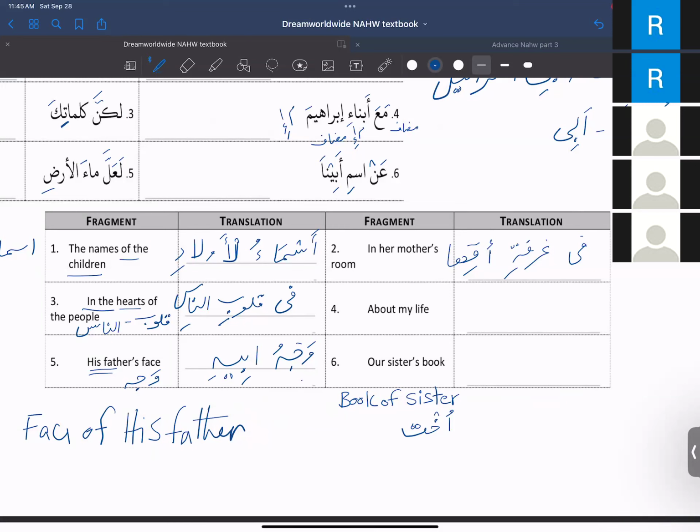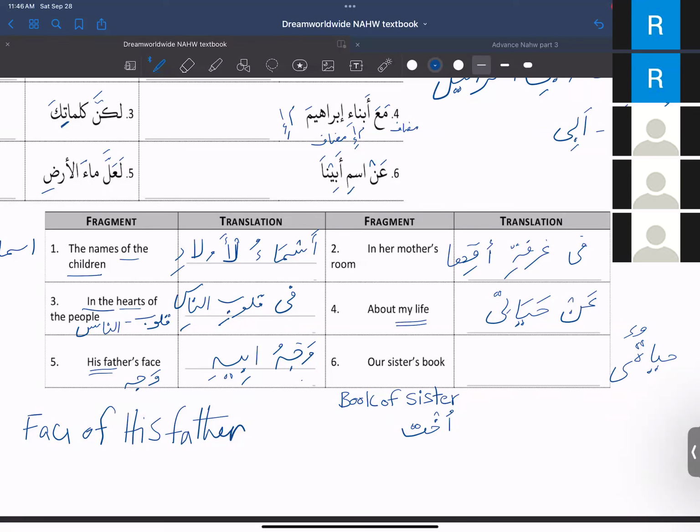About my life. About is an. My life. An hayati? Yes. Right, so hayati, my life. Hayatun is life. And now, since it is my life, we are creating an idafa fragment, and I need to attach ya with it. So it will be an hayati.